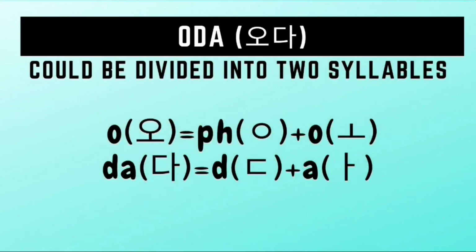How do we write ODA in Hangul? This is composed of two syllables. For the first syllable O, we need to draw first a no sound or a placeholder, iyang, followed by the O character. And then for the second syllable Da, we need to draw first a dikit character followed by an A character. And then we just need to combine the Hangul for each of these two syllables to form the Hangul of the word ODA.